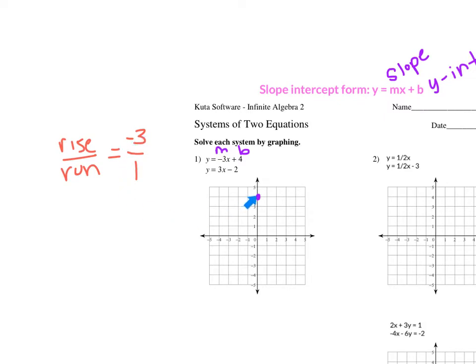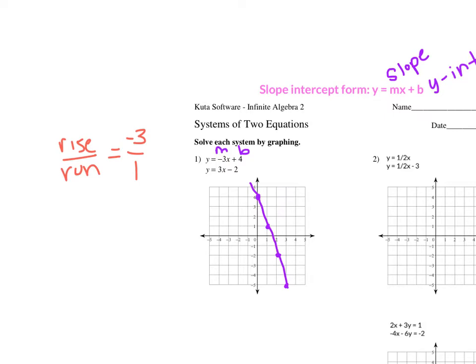So I'm going to begin here at my y-intercept, begin at b, and I'm going to rise negative 3. So instead of going up 3, I'm going to go down 3 spaces. And then I'm going to run 1. So it's a positive 1, I'm going to go to the right 1. And I'm going to plot my next point right there. I'm going to continue to go with that pattern, down 3, 1, 2, 3, over 1. And when I've made enough points, I can draw my line.